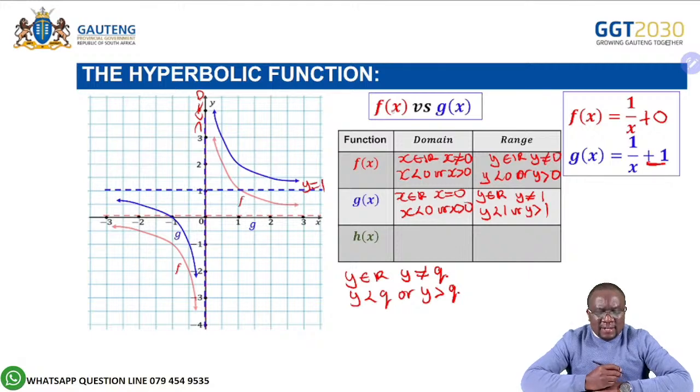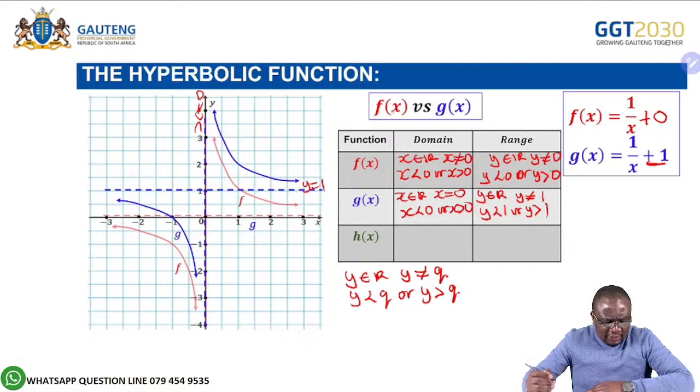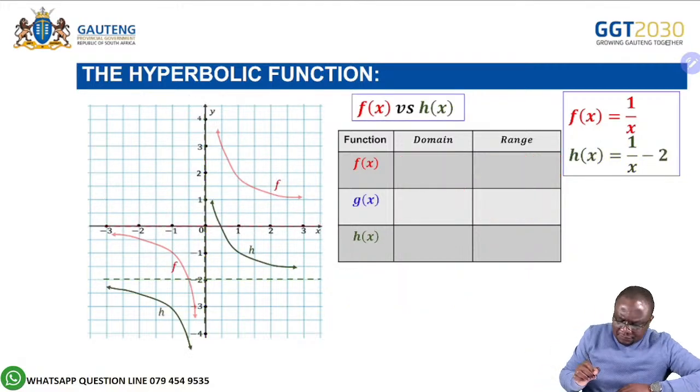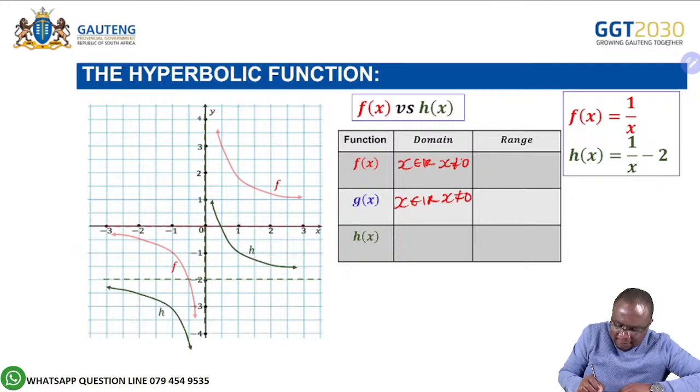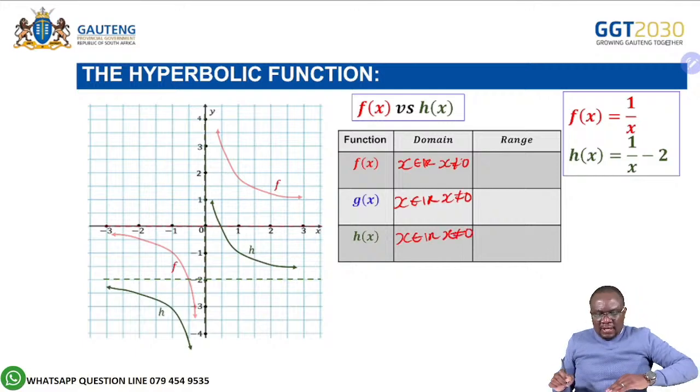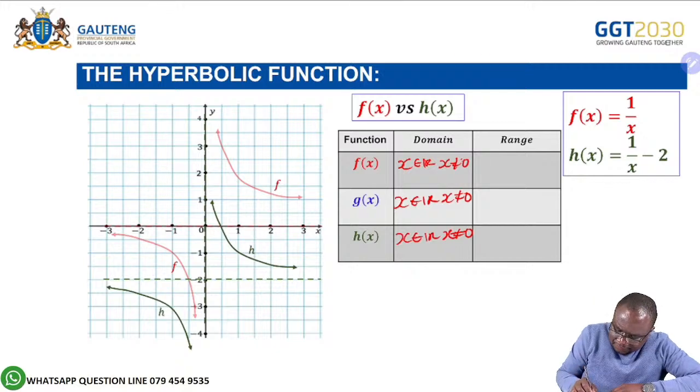Okay? Right. Let me explain f of x and h of x. Same thing here. We said the domain is still the same, x element of real numbers, but x cannot be equal to 0. I'm writing one format now. X element of real numbers, x cannot be equal to 0. Do you see that? And then the range, we say this one.